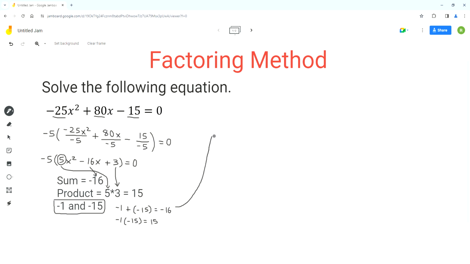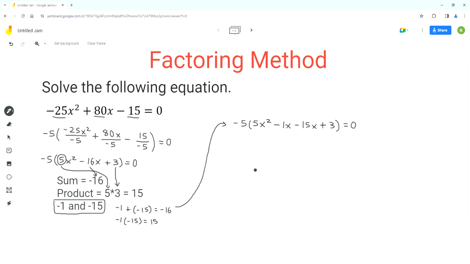So now we can write our equation in factored form. We already factored out a -5, so that stays as it is. And then we break down our middle term using the decomposition method. So we get 5x squared minus 1x minus 15x plus 3. This is the expression we get after we break down the middle term using the decomposition method. So we use these two numbers that we found.